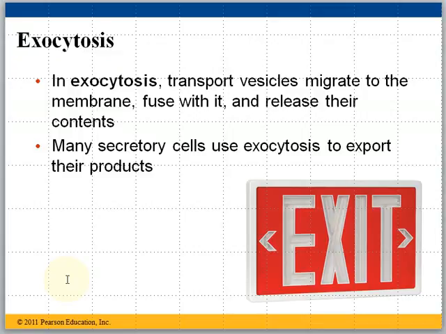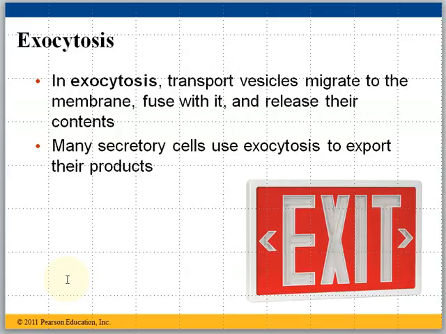So let's start with exocytosis. You can probably guess from the name that exocytosis is moving materials out of the cell. In exocytosis, the transport vesicle will eventually fuse with the outer plasma membrane and release whatever it was carrying out of the cell. And most of what are called secretory cells use this method to export their product.